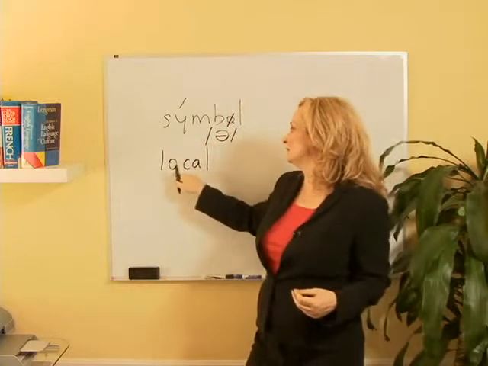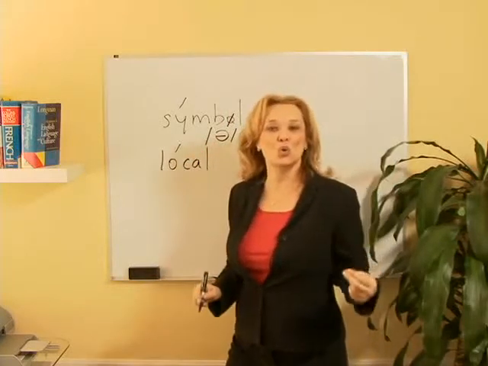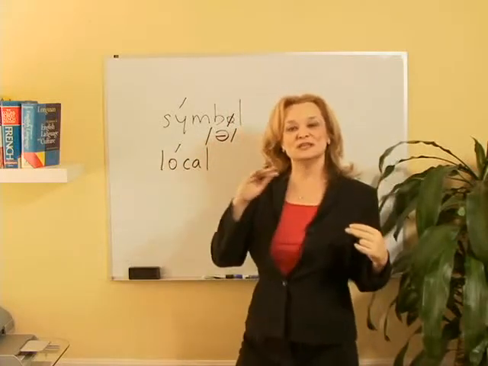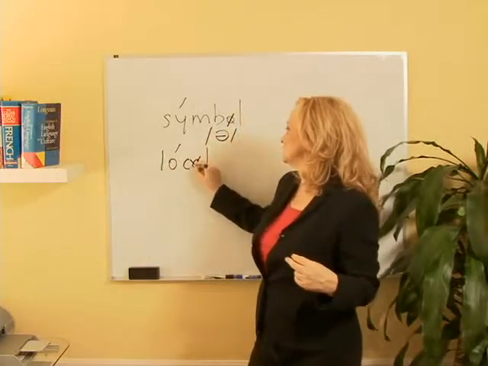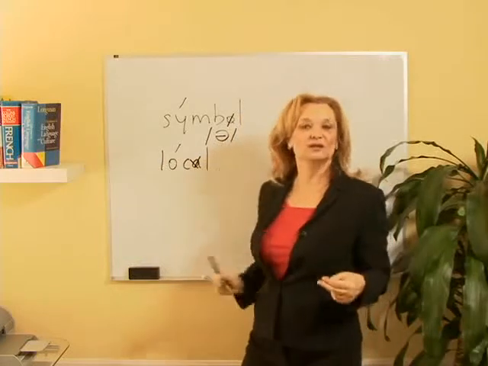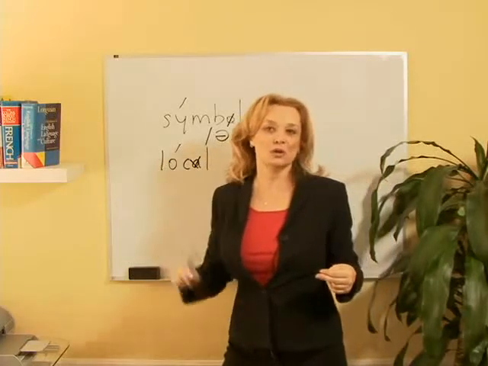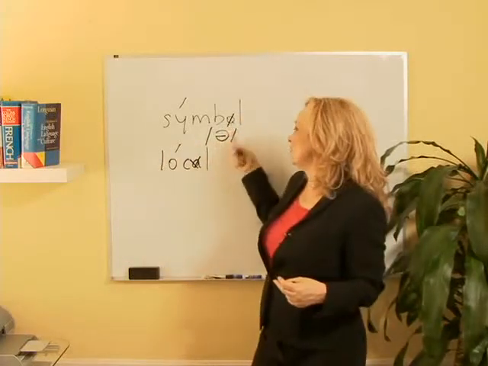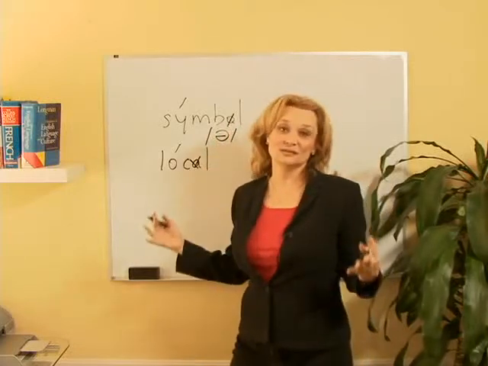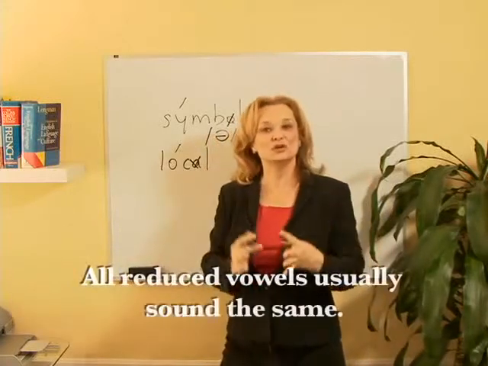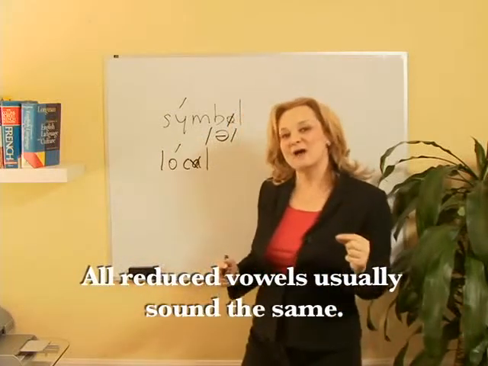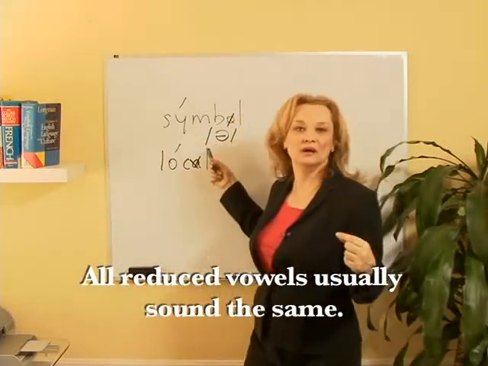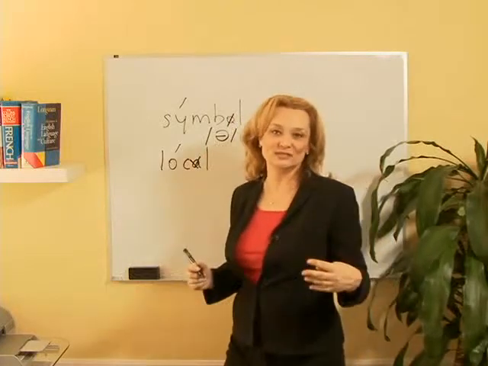we stress the first syllable here, low, low, but we don't say local or local. We reduce the second syllable and it becomes the uh, local, local. So you see OL and AL sound exactly the same because they're both reduced syllables. So any vowel can sound like uh when it's part of the reduced syllable.